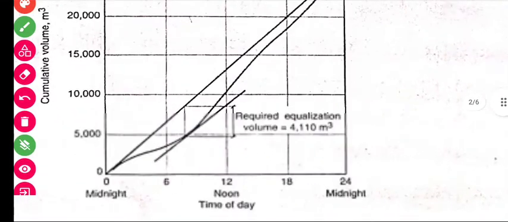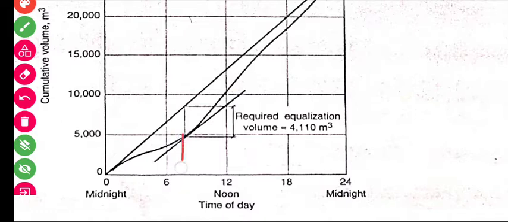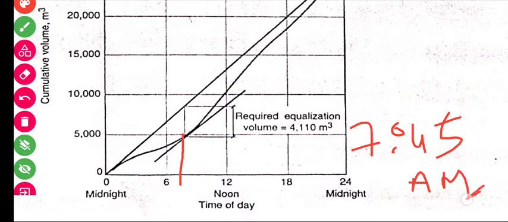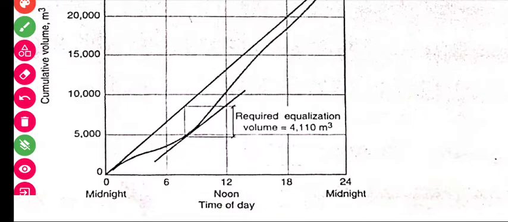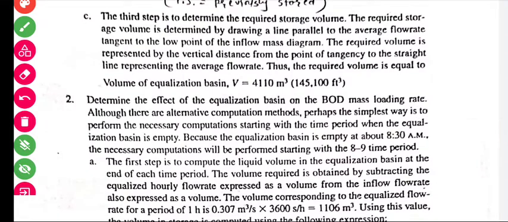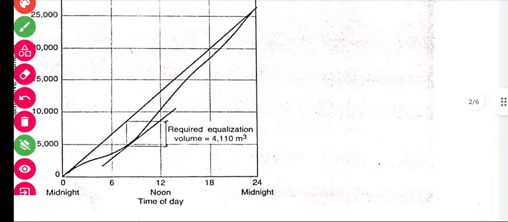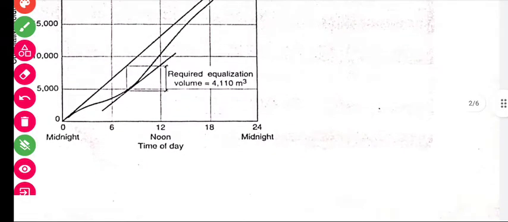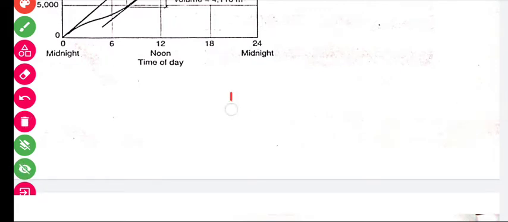From this graph we can see that this is around 7 or 7:45 a.m. At this particular time there is zero water level. There is no water in the tank at 7:45. Although in this explanation it is written 8:30, it is not correct. Between 7 to 8 the equalization tank is empty.